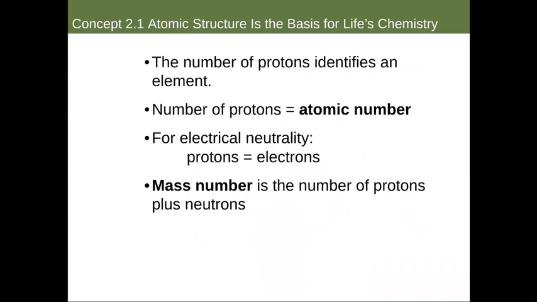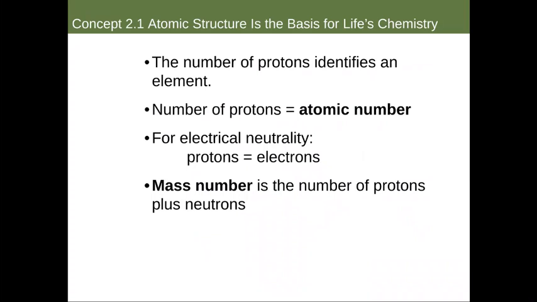The number of protons identifies which element it is. For the purposes of electrical neutrality, as we said, atoms typically have the same number of protons and electrons, but we can have atoms that have a different number of electrons, and also ones that have different numbers of protons as well. We'll talk about that later in this course.